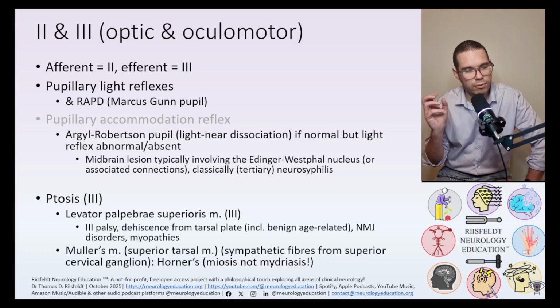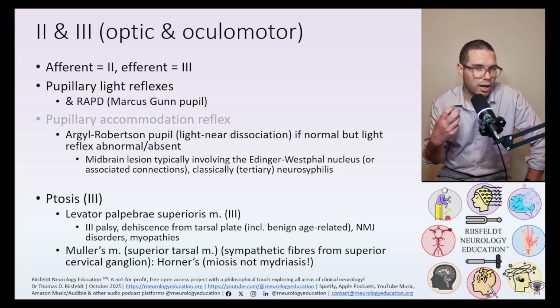Because, of course, the efferent limb of the reflex affects both eyes. So when you shine light into one eye, both pupils should constrict. Next, I routinely test for an RAPD, a relative afferent pupillary defect, which is also known as the Marcus Gunn pupil.